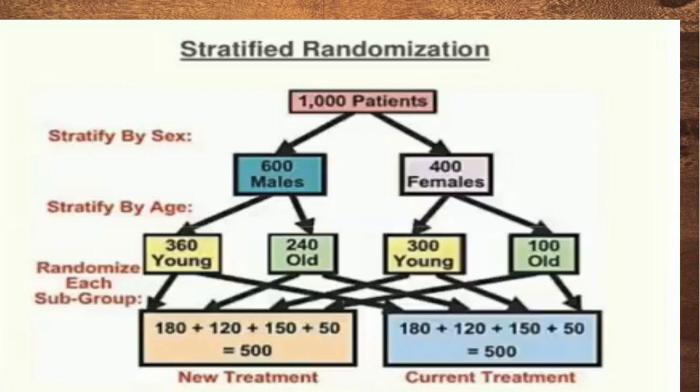Then we are selecting our subjects for two different groups, right? 360 young males are there. We are dividing them into two groups, half, 180 to each group. Like that, 240 old males are there. We are dividing 120 to each group. Like this, we are classifying into different characteristics, and then at last randomly we are selecting our subjects.